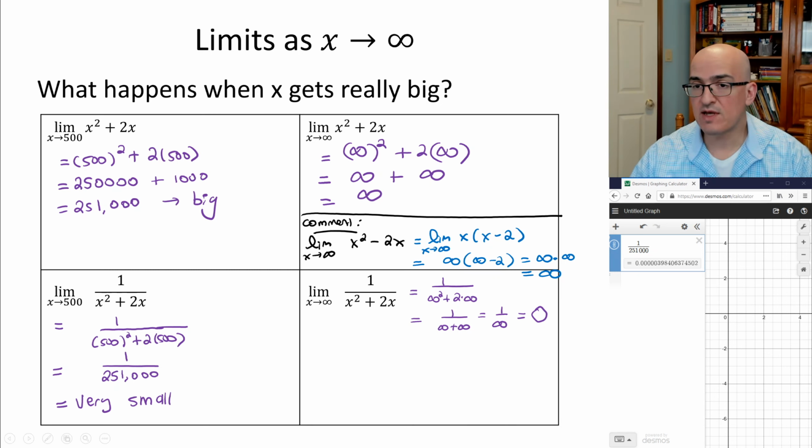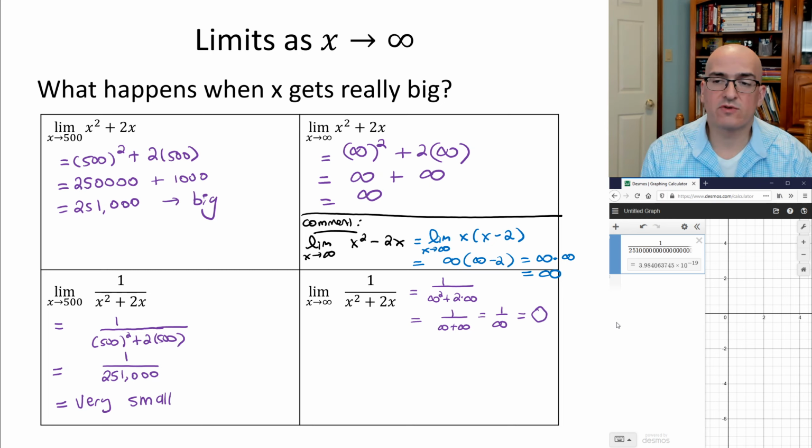If you keep making this denominator larger, so 251,000, we'll just add some more zeros. This notation, by the way, 3.98 times 10 to the negative 19, what is written there is literally what the notation means.